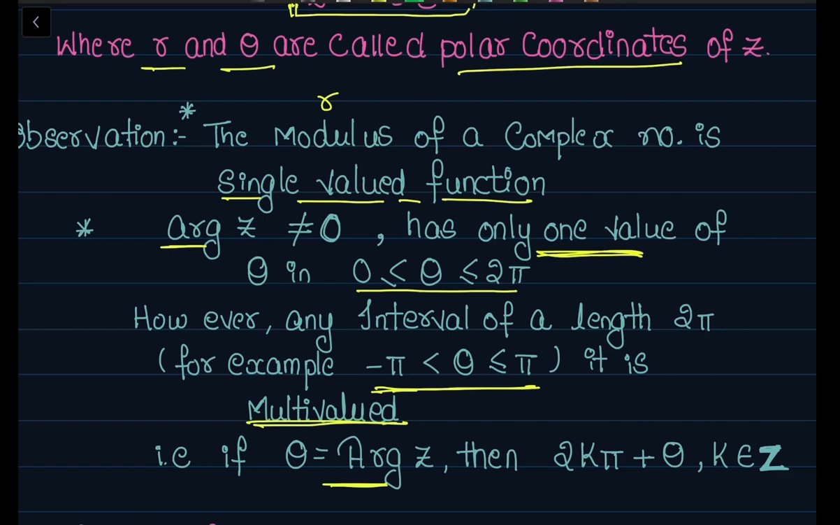So when your theta is between 0 and 2π, you will get a single value. And when your theta lies between -π and π, then you will get the multi-valued function. How multi-valued? You will get different values. How will you find that value? You have the formula, that is 2kπ + theta, where your k belongs to the integers. So you put the values of k, that is -1, 1, 0, 2, 4, 6, -6. Similarly, you will get the values of theta.